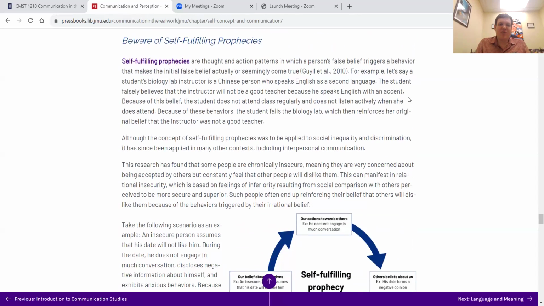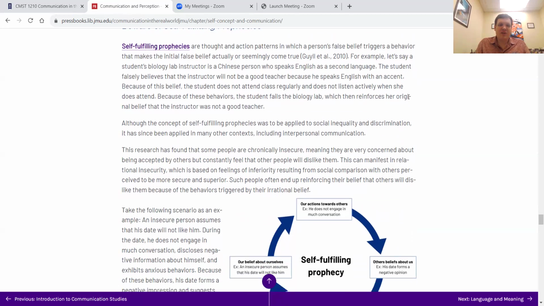It also says to be aware of the self-fulfilling prophecy. So it's thoughts and action patterns in which a person's false belief triggers a behavior that makes the initial false belief actual or seemingly come true. So it says, for example, a student's biology lab instructor is a Chinese person who speaks English as a second language. The student falsely believes the instructor will not be a good teacher because he speaks English with an accent. But because of this belief, the student doesn't attend class regularly, does not actively listen when she attends, and then she fails the biology lab, which is like, oh, right, again, external factors.